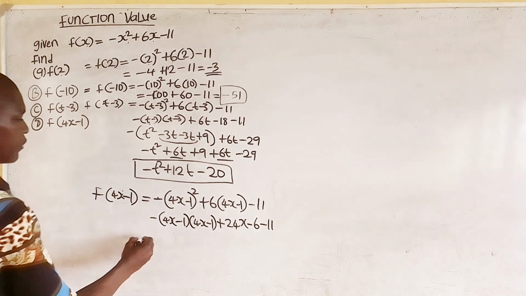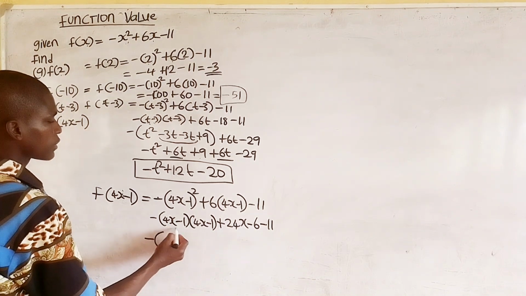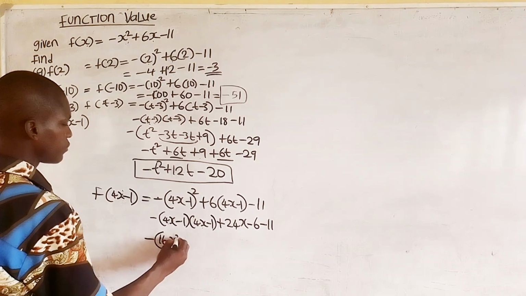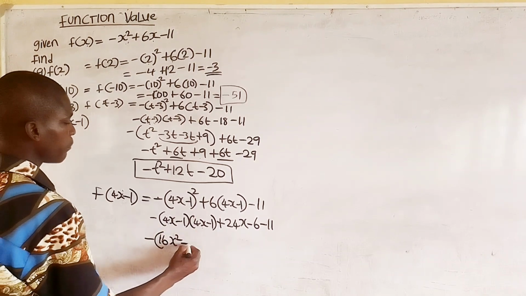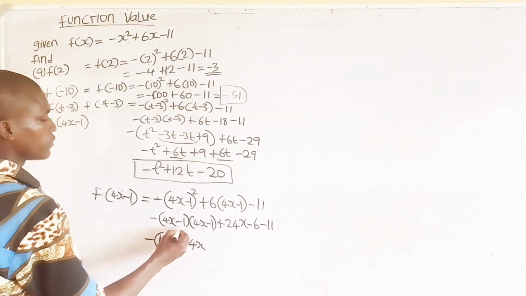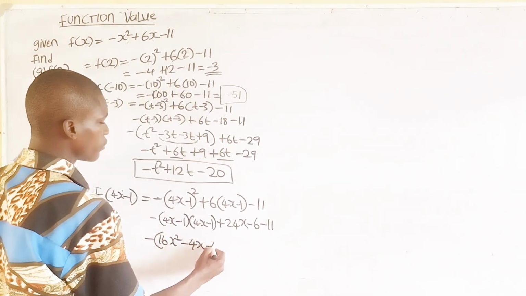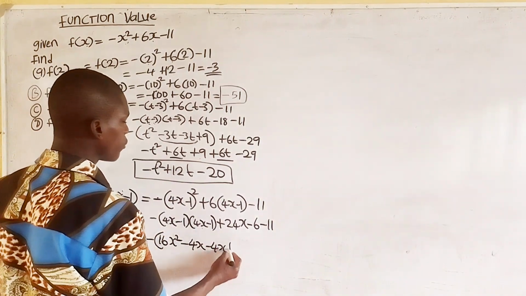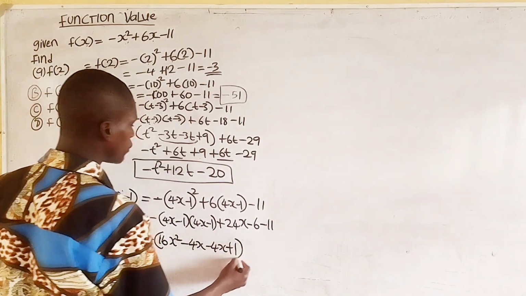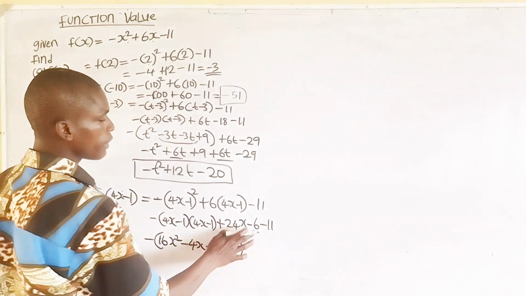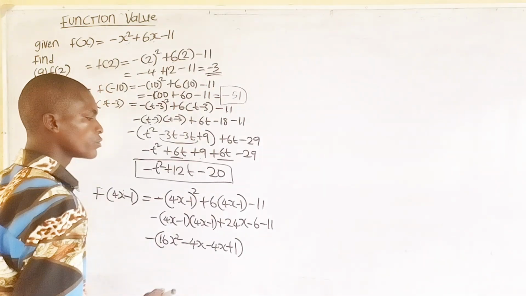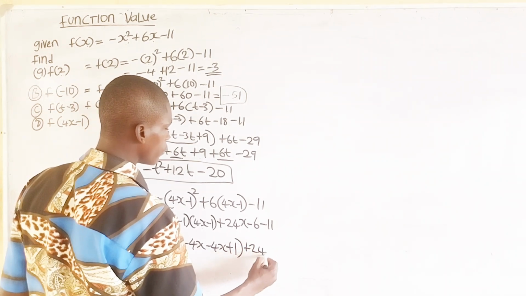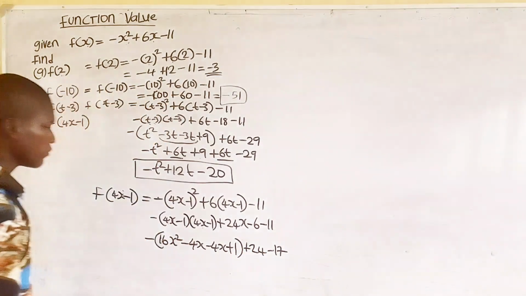Let's continue. We have minus, open bracket, 4x times 4x will give you 16x squared. 4x times minus 1, minus 4x. Minus 1 times 4x will give you minus 4x. Minus 1 multiplies minus, because minus times minus will give you plus. Then 1 times 1 will give you 1. Close your brackets. Then minus 6 minus 11 will give you what? Minus 17. You have plus 24x minus 17.